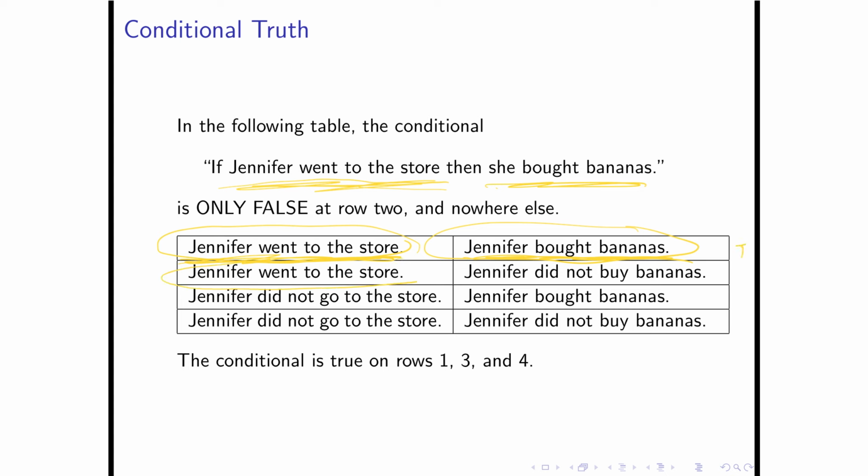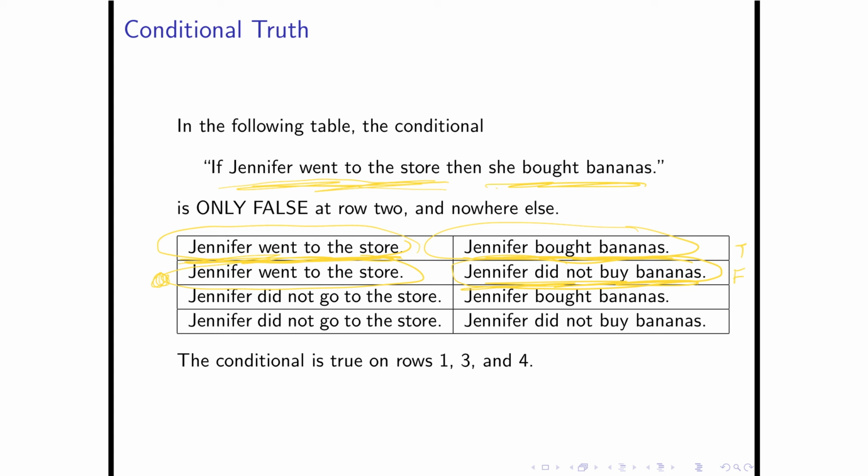Now, what if Jennifer did go to the store, but she did not buy bananas? Well, in this scenario, it's certainly a scenario that the conditional is making a claim in, right? It's in that context where the conditional is supposed to actually claim something, and what it claims is then wrong. So that is a scenario where the conditional comes out false.